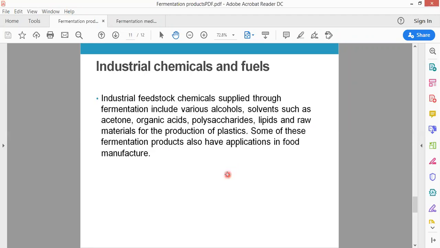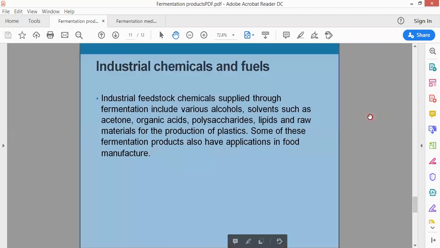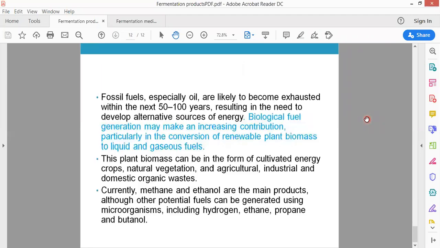So whatever chemical is produced here can serve as a fuel in several other industries, right? Fossil fuels, especially oil, have become exhausted, so now there is a new surge, and that surge is biological fuel generation, which would cut down the reliance on fossil fuel, and it is more environmentally friendly as well, like bioethanol, like methanol, and all these kinds of fuels which are prepared from natural sources like crops, natural vegetation, agricultural and domestic organic waste, which is provided, and then there are bacteria which utilize these wastes, right?